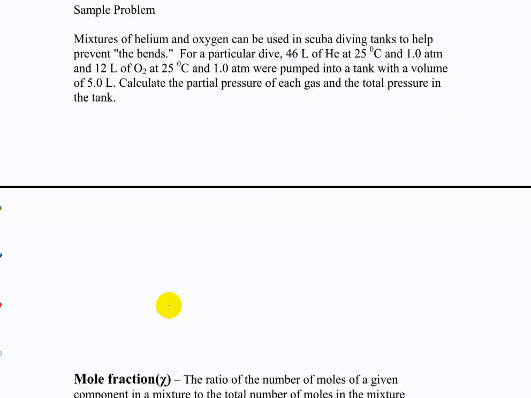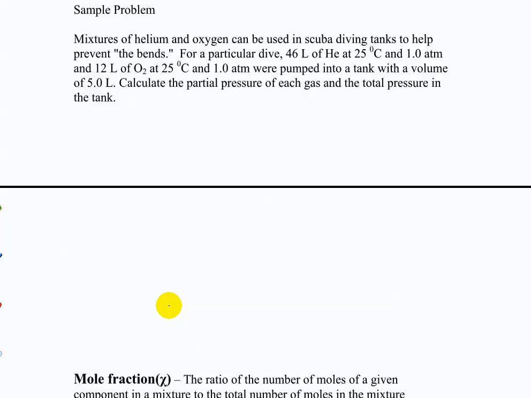Mixtures of helium and oxygen in scuba diving tanks to prevent the bends. For a particular dive, you've got 46 liters of helium and 12 liters of oxygen, and then that's all pumped into a 5-liter tank. Calculate the partial pressure of each gas and the total pressure in the tank. Okay?